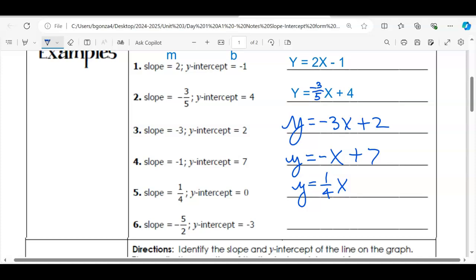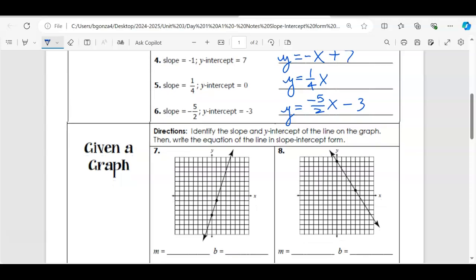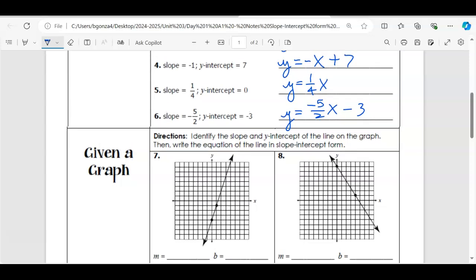Last one. y equals negative 5 over 2 x minus 3. If you put plus negative 3, it's not wrong, but the way you're going to see it is like this, minus 3. Okay, now look, we need to do two things. From a graph, write an equation, and from an equation, draw a graph, okay?